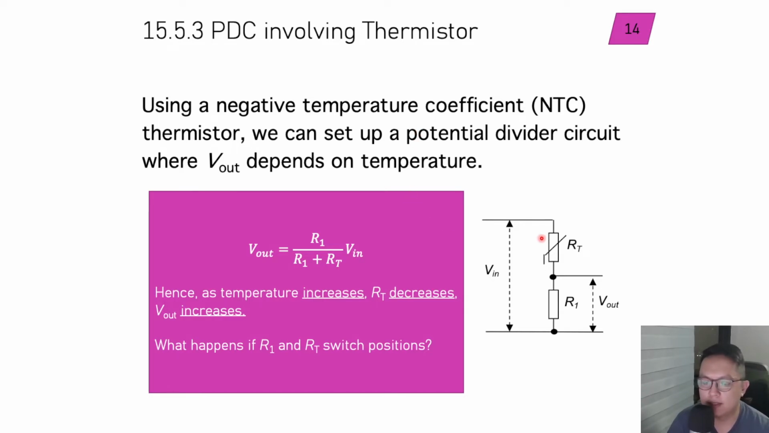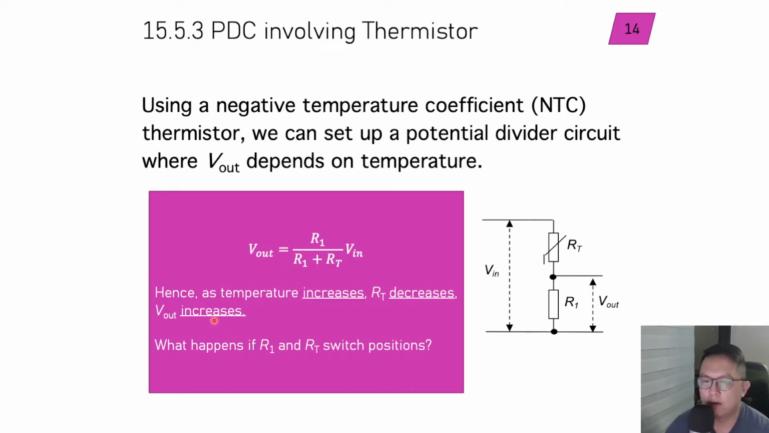So right now I have this. This is similar to the first type of PDC we have, right? And you have RT, which is your NTC thermistor here, and a fixed resistor R1 here. So if my output voltage is tapped across R1, if I want to find V out, I take R1 over R1 plus RT times V in. Okay, so as temperature increases, RT decreases, and then V out increases.